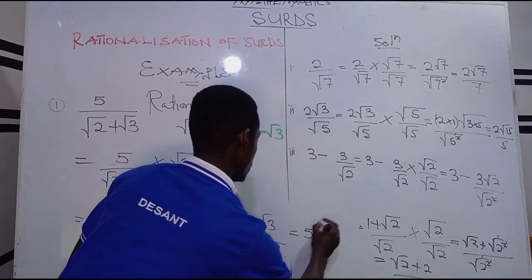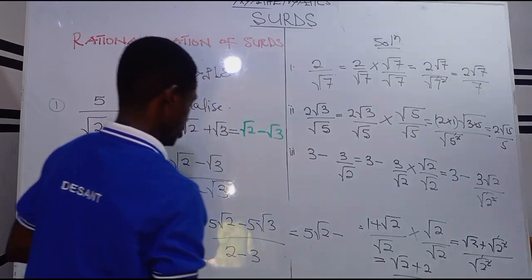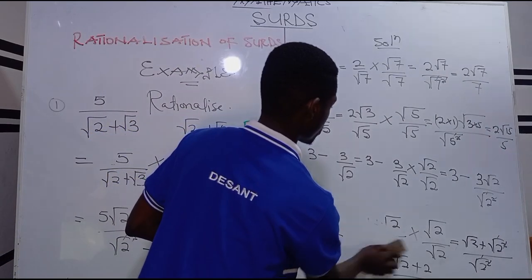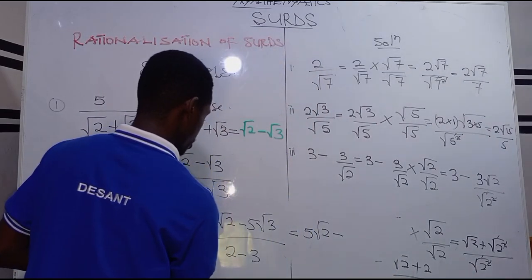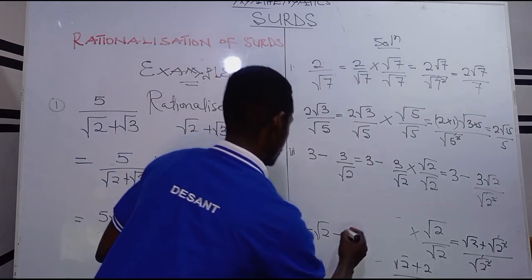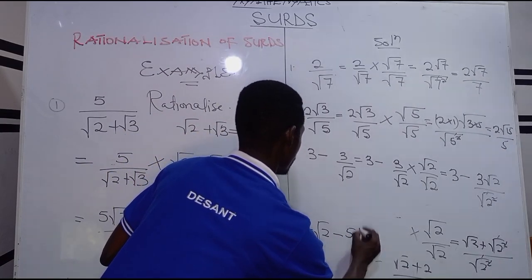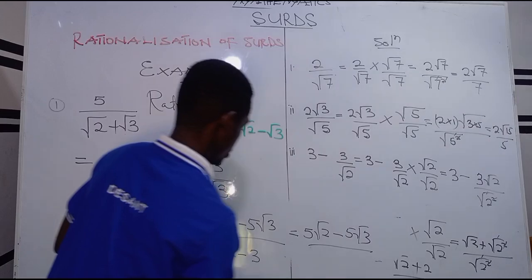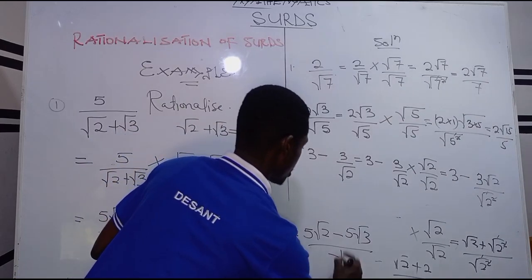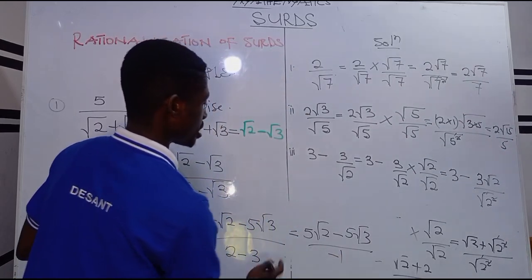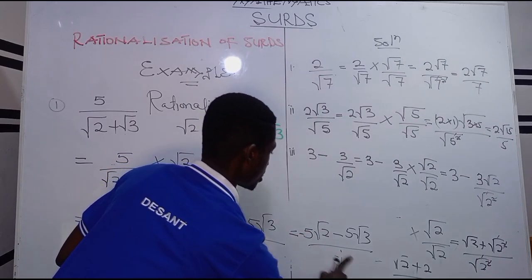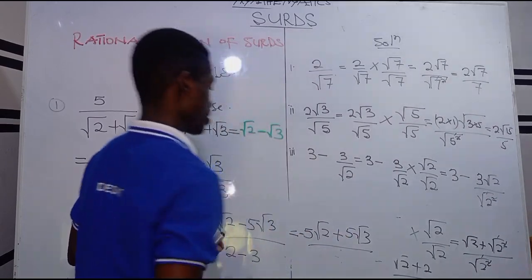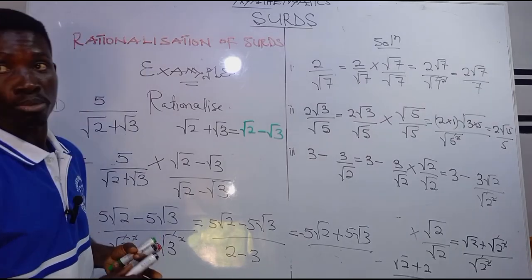So this is giving us 5 root of 2 minus 5 root of 3 all over 2 minus 3 will give us minus 1. So you can just make it minus and then plus. Very, very easy and then simple.